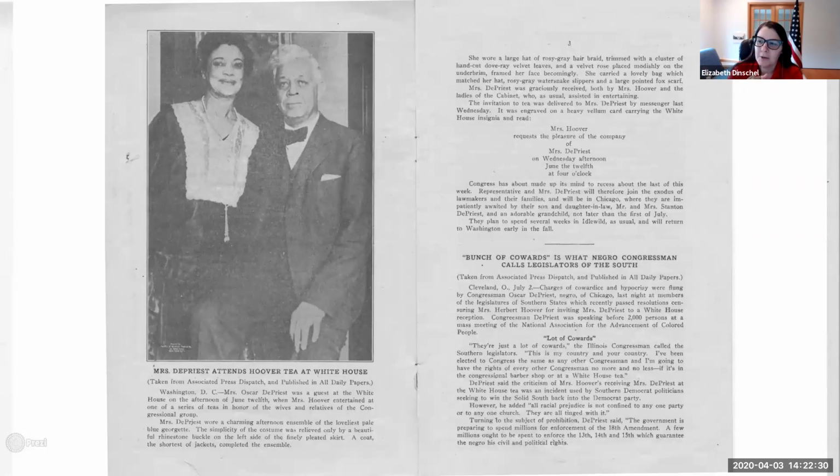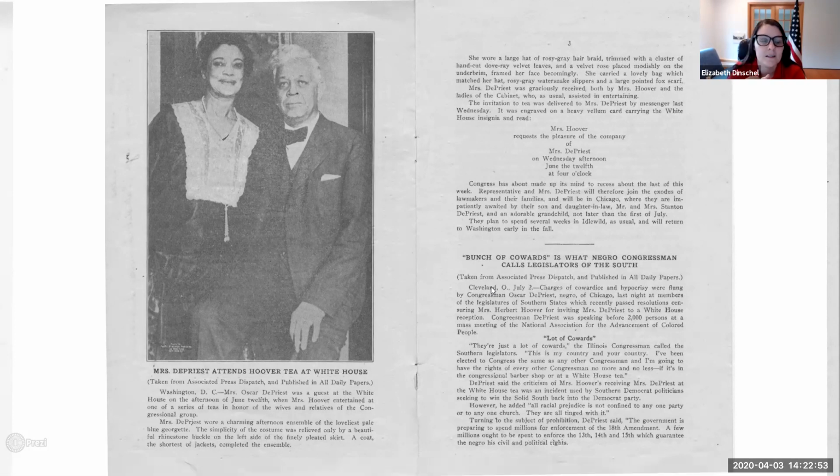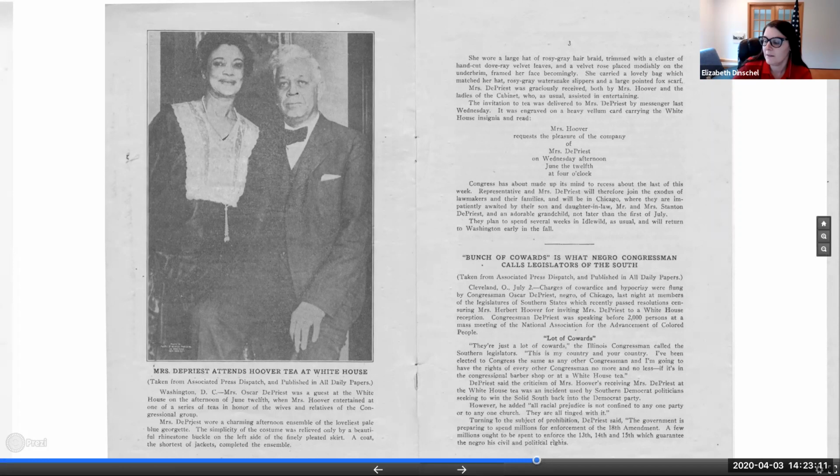And I pull up this article. This is Jessie and Oscar DePriest here. And you can see that it starts to invoke reactions from Oscar, who is a very vocal activist, right? So you can see here, "bunch of cowards" is what the Negro congressman calls the legislators of the South. They tried to stop his swearing in into Congress. So they actually swore everybody in all at one time so that they couldn't stop it from happening. They had really treated him very disrespectfully and unfairly. So I think his lash back to this was probably pretty warranted, to be real frank.